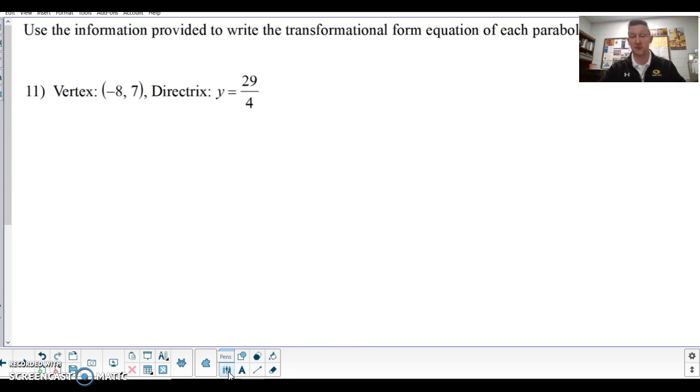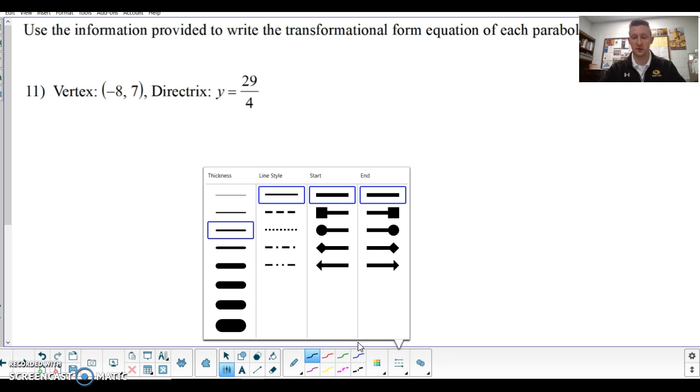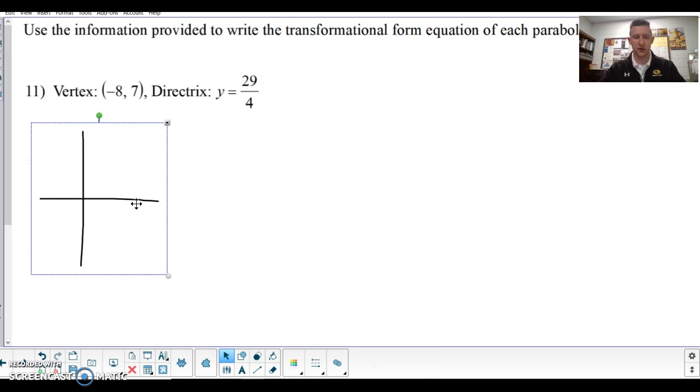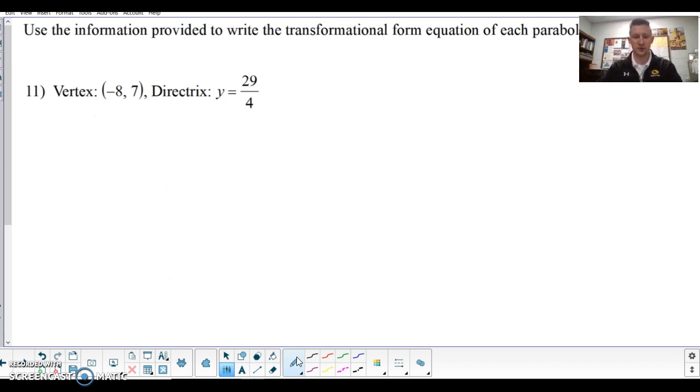First step that I would recommend when you're working with a problem like this is to do a quick sketch of the stuff that you know. I'm going to draw just a quick XY axis kind of thing. Okay, so I'm going to draw a quick sketch, like I said. And I know my vertex is at -8, 7. So -8, 1, 2, 3, 4, 5, 6, 7, 8 to the left, and 1, 2, 3, 4, 5, 6, 7 up. So over here is my vertex, okay, at -8, 7.